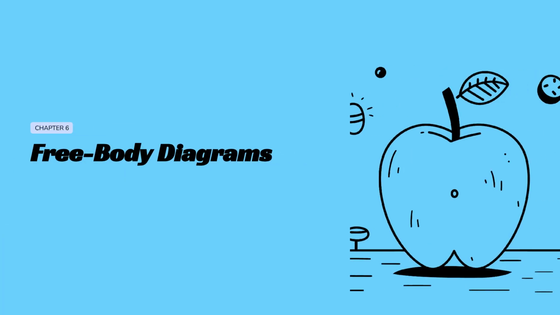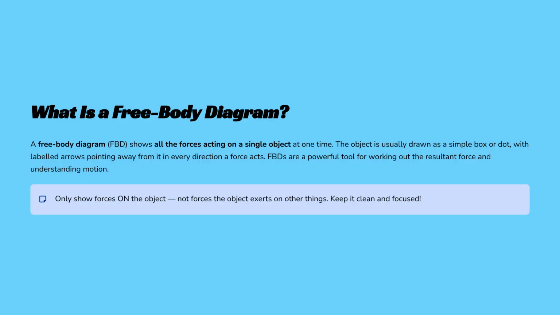Chapter 6 covers free body diagrams, or FBDs. These are essential for showing every single force acting on an object in a simplified, clear manner. In an FBD, the object is drawn simply, like a dot or box. It is crucial to only show forces acting on the object, not forces the object exerts on its surroundings.